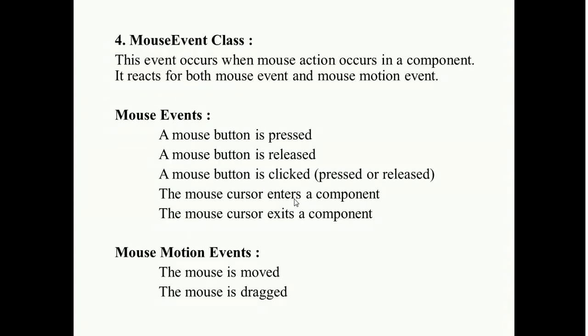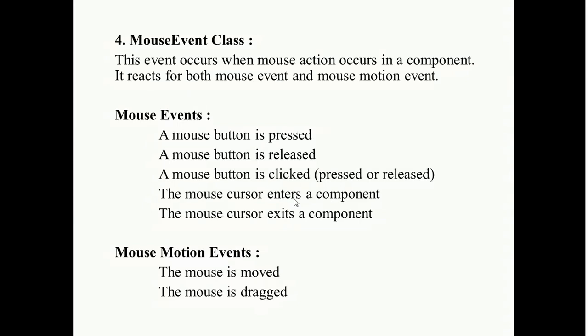Next, see what is the mouse event class and the use of the mouse event class. The mouse event occurs when a mouse action occurs in a component. It reacts to both mouse event and mouse motion event. The mouse event is generated when the mouse is dragged, moved, clicked, pressed, released, or enters or exits a component object. At that time the mouse event occurs.